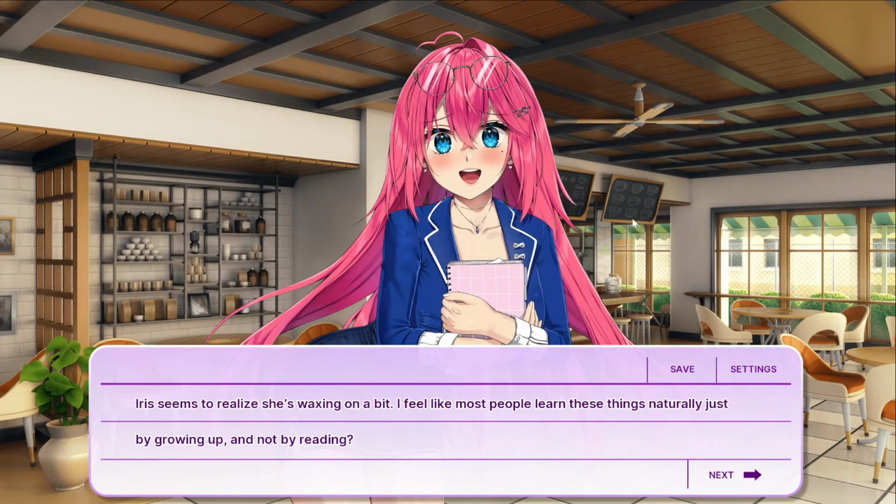Iris seems to realize she's waxing on a bit. I feel like most people learn these things naturally just by growing up and not by reading.